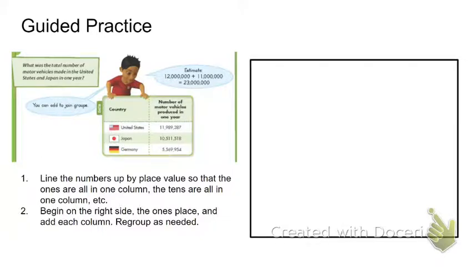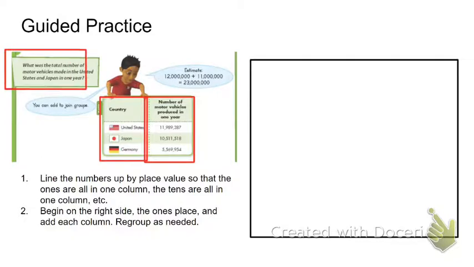Let's look at the image on this slide. The image shows us a chart, and on the chart we have 3 countries listed: the United States, Japan, and Germany. And for each of those countries, we're told the number of motor vehicles produced in 1 year. The question that we're being asked is, what was the total number of motor vehicles made in the United States and Japan in 1 year? So we're wanting to know just the ones from the United States and Japan. To find out those two combined or all together, we want to add the two numbers together. So we are going to be adding the numbers for the United States and Japan.